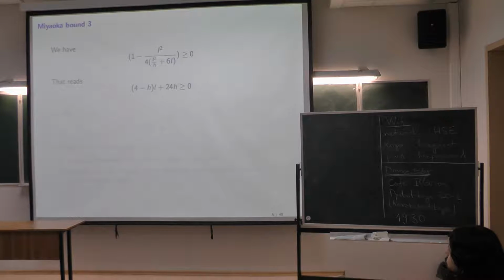So you divided by L. Exactly what Miyaoka wrote, not me, but the final outcome is this one. You get a bound which reads 24h divided by h minus 4. So what about h equal to 2 and 4?